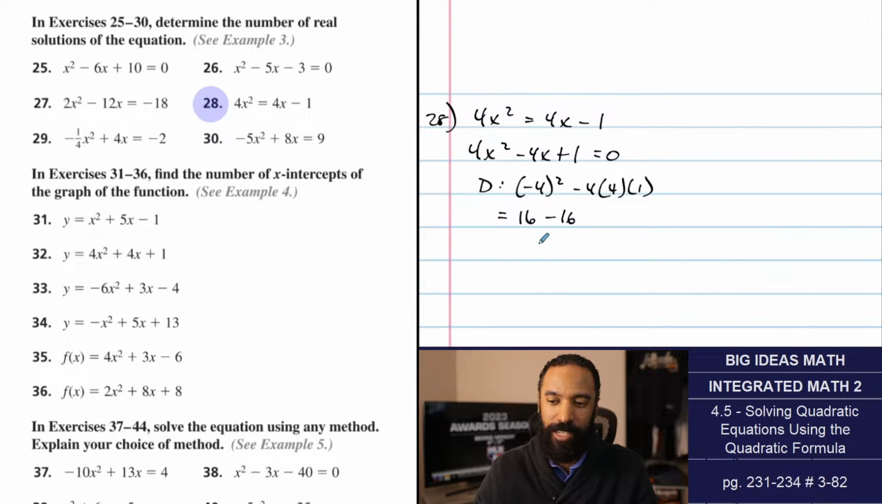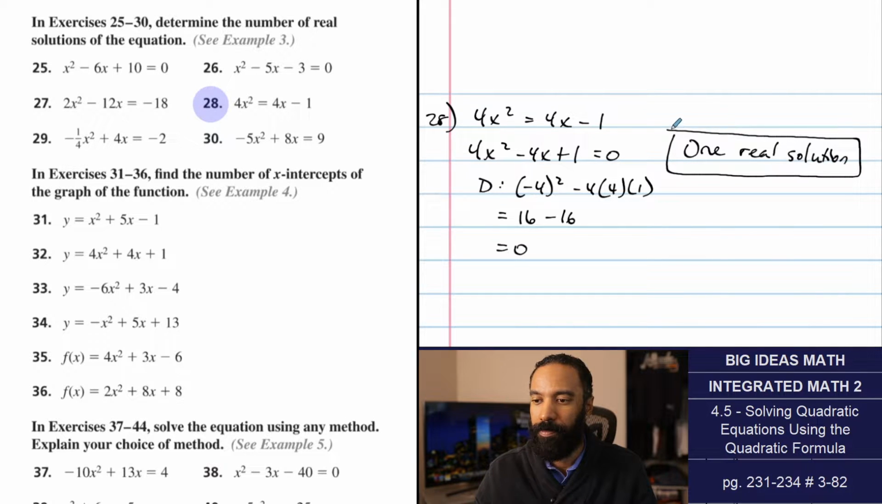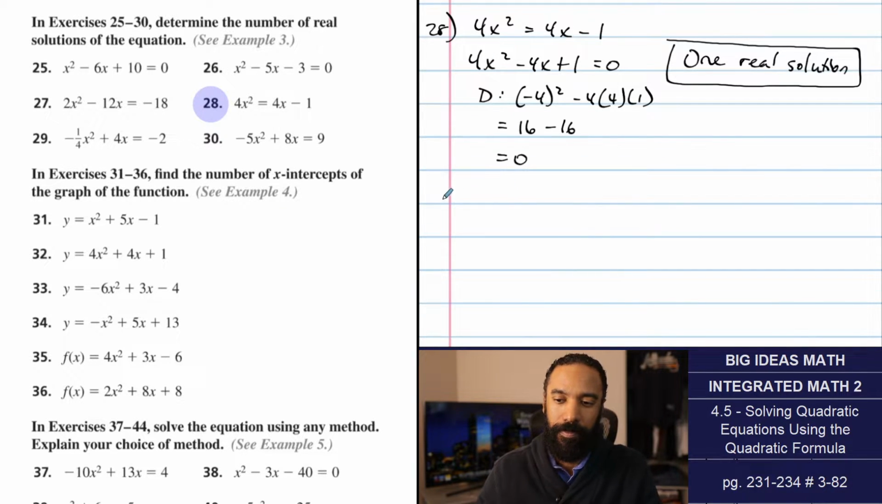That's 16 minus 16, which is 0. Once again, one real solution. That solution is 1/2. Solving by factoring would get you that. Number 29.